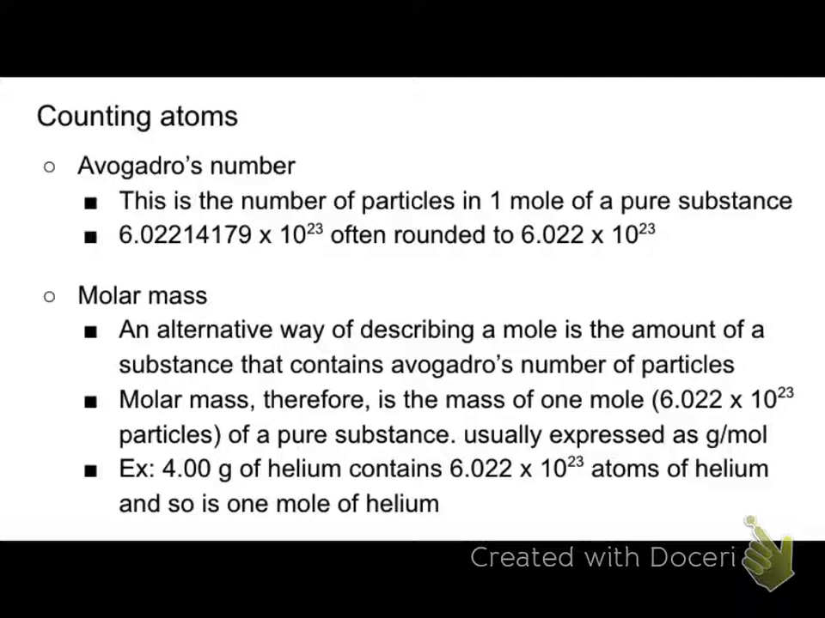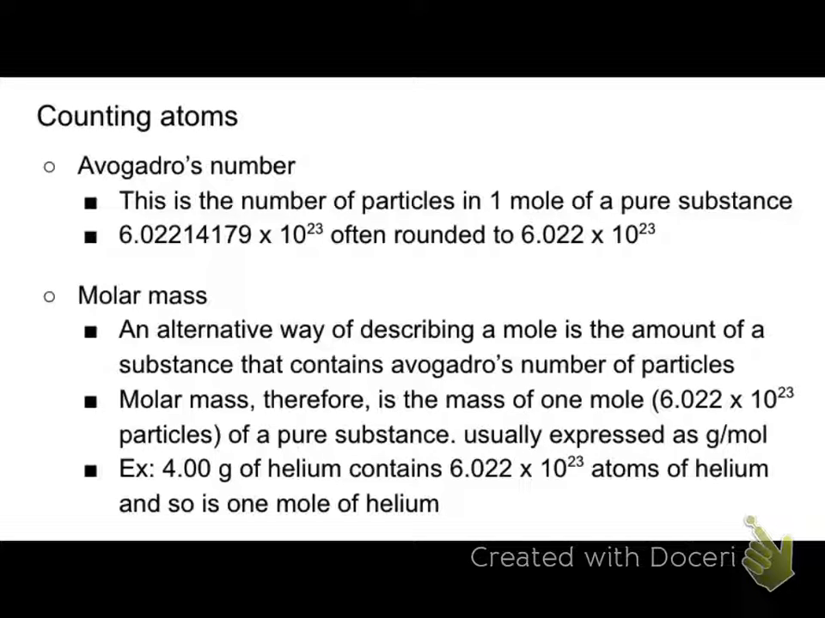When we left off yesterday, we had determined that 1 mole of an atom, a mole is like a counting unit, like a dozen of something. So 1 mole of an atom is the amount of that substance that contains Avogadro's number worth of particles. So 1 mole of helium has 6.022 times 10 to the 23rd atoms of helium.